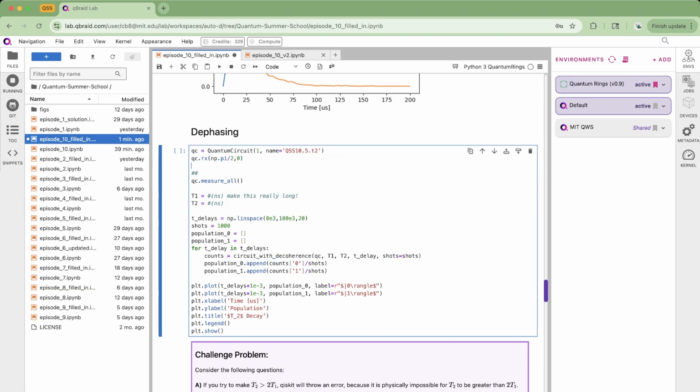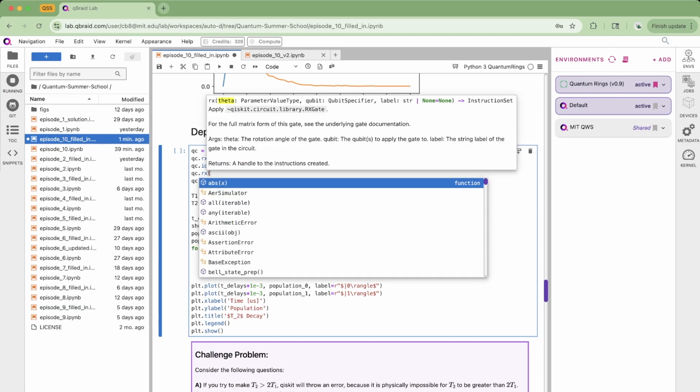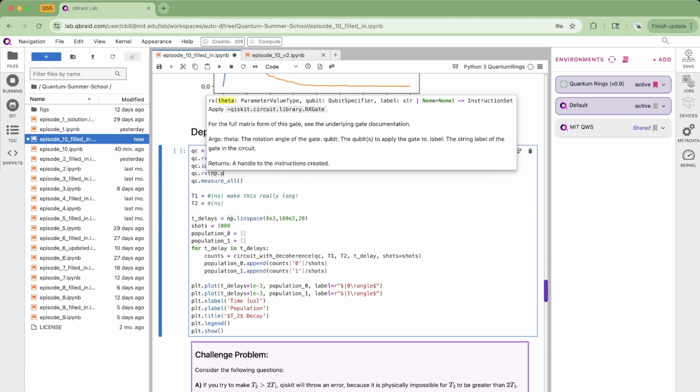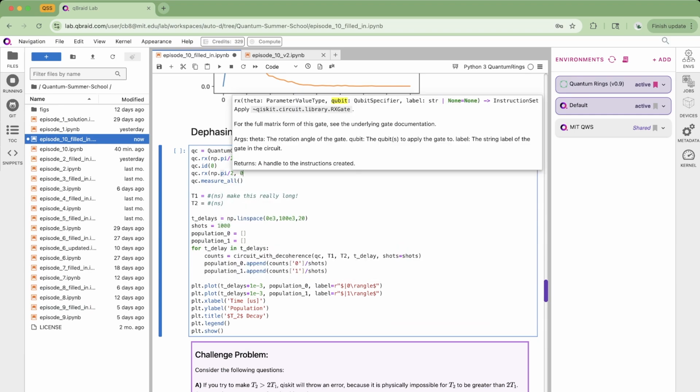Then again, we're going to wait for some time. And then we can apply another x gate. There are two ways we could do it. We could either apply another pi over 2, and we should end up in the 1 state, or we could do a minus pi over 2 to go back to the 0 state. Well, let's just do another pi over 2.